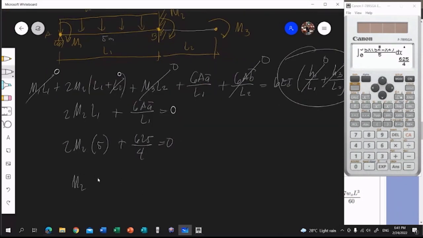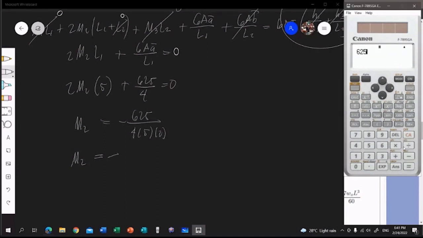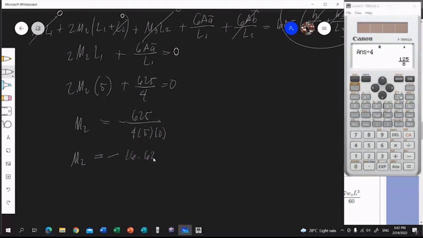M2 will be equal to negative 625 all over 4 times 5 times 2. 625 divided by 5 is 125, divided by 2 is 62.5, divided by 4 is 15.625. This is in kilonewton meter.